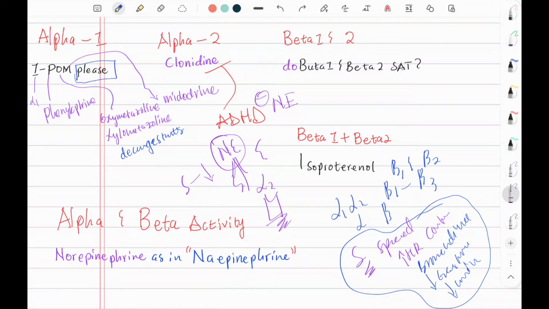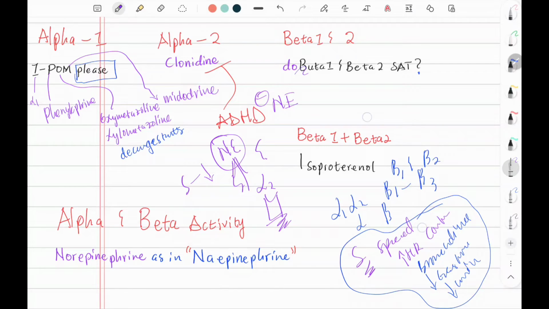Next, let's talk about beta 1 and beta 2 drugs. Let's talk about the mnemonic first. The mnemonic is Do-buta-1 and beta 2 sats. Do-buta-1 and beta 2 sats. I know it's kind of messed up English, but hey, it's a mnemonic, anything goes. I mean, not anything exactly, but you know what I mean, right?